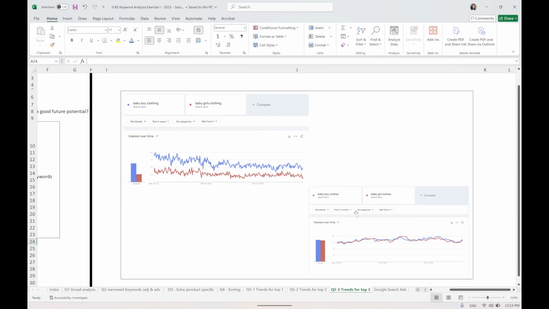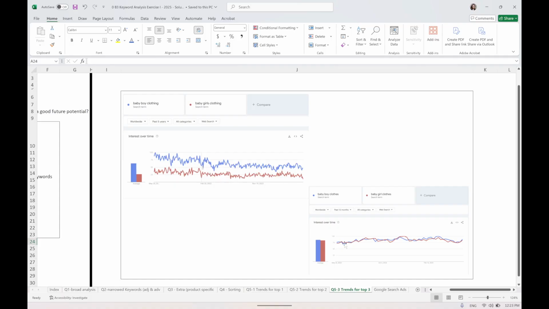This is in the past 12 months. So I am comparing baby boy clothes with baby girls clothes. In the past year, you can see that it's almost the same, but actually here it shows a discrepancy. So now, what is this? You will tell me. But if this is Google, what can I tell you? It's out of my control.